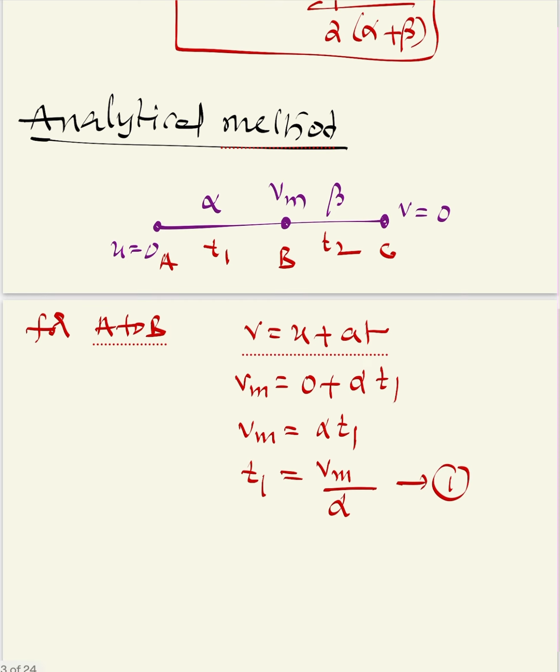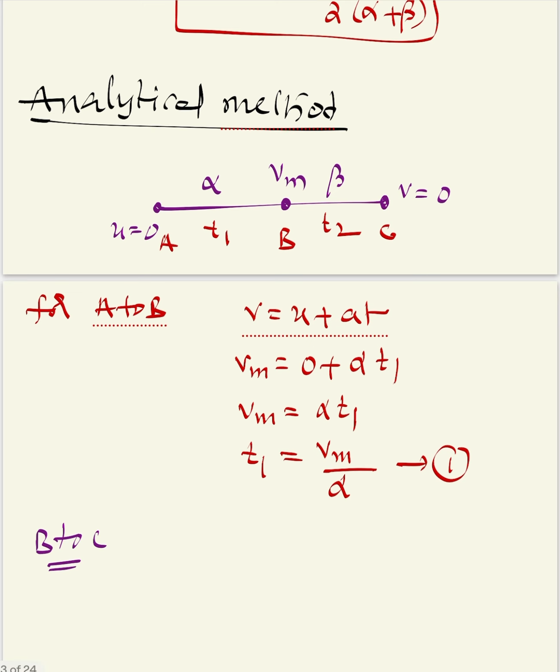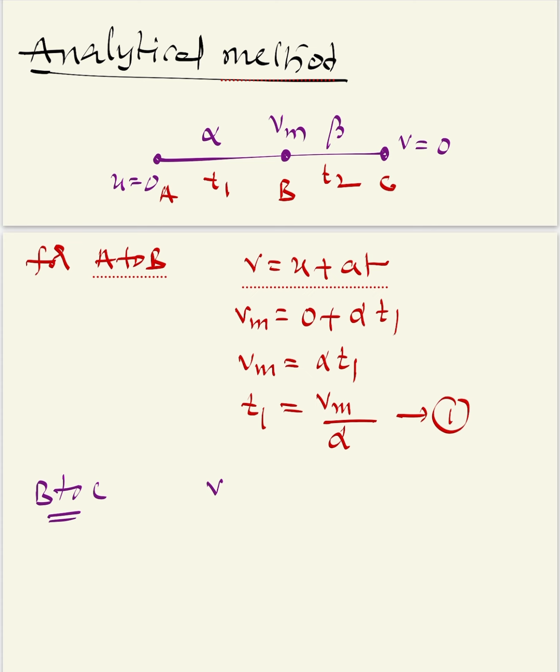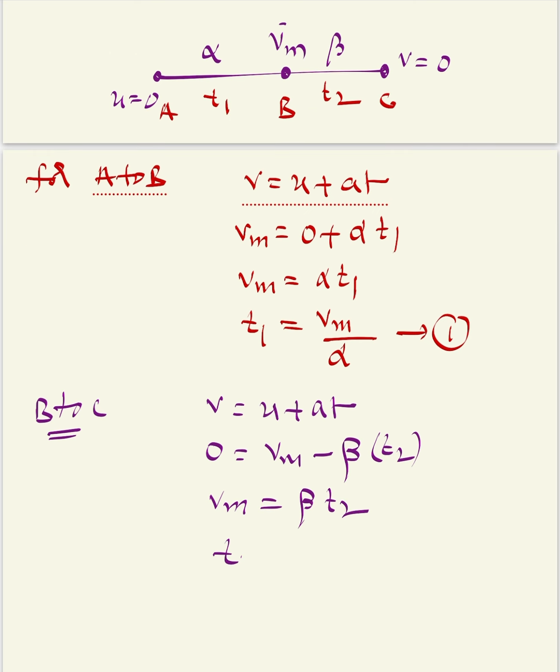Then write for b to c. What happened? Retardation will happen. Again from the equation of motion, v equals u plus at, final velocity 0, initial velocity Vm, minus beta retardation, negative, t2 here. So therefore Vm is beta t2, therefore t2 equals Vm by beta. So this is equation 2.